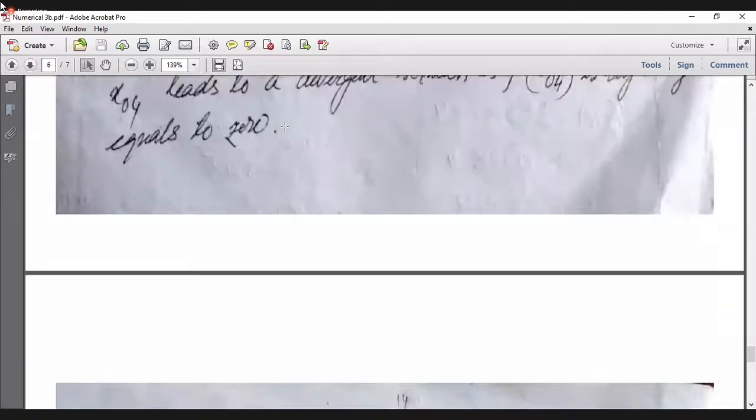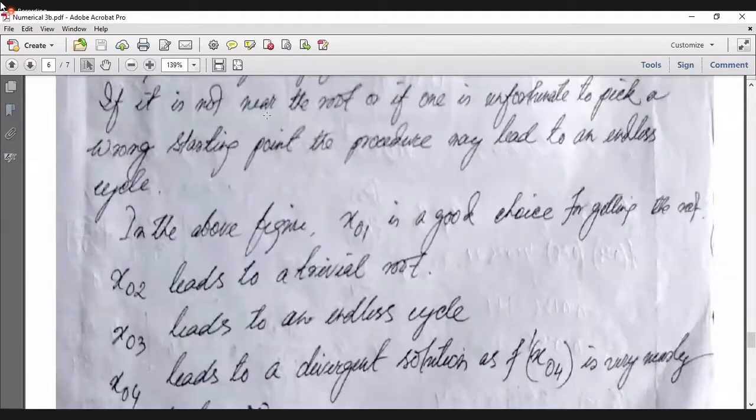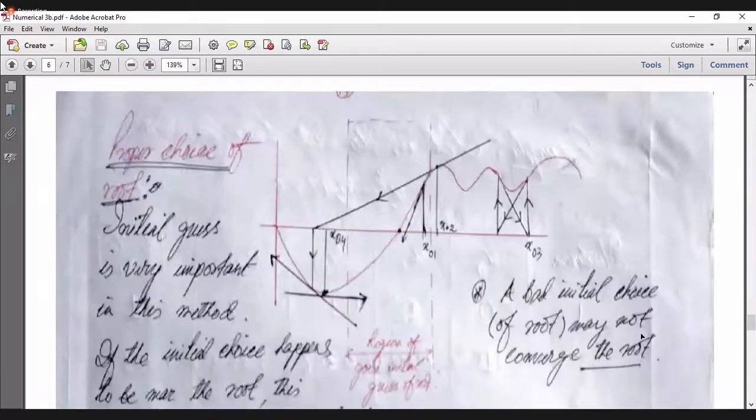Of course, from the given graph, where is the root? My root is this point. This is what we want to find out. It means that when the value of f of x is 0, the corresponding value of x will be the root. Now, in the case of the Newton-Raphson method, how do we choose the starting value? We can choose somewhere here, anywhere.